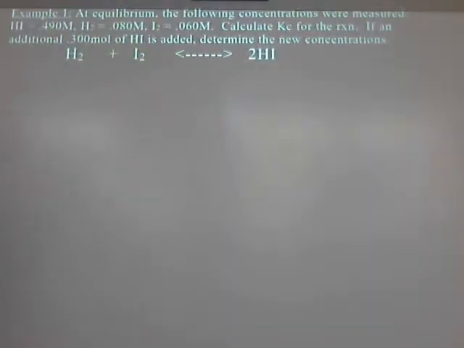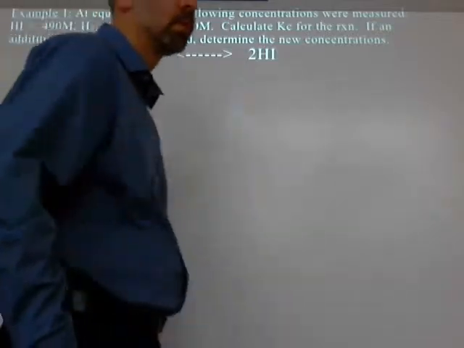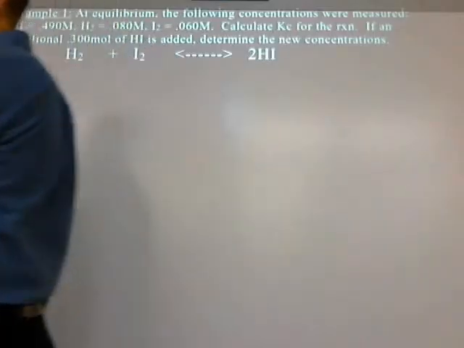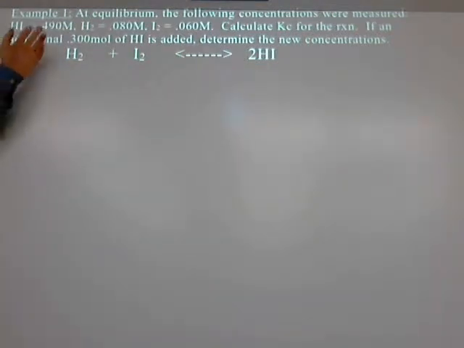I'm going to come back to the slide. If additional 3.00 molar HI is added. So here I have a system at equilibrium, and it tells me the equilibrium concentrations. That's easy. And then, more cowbell, I change it. I throw some more stuff in there. I've got to figure out what's going to happen.